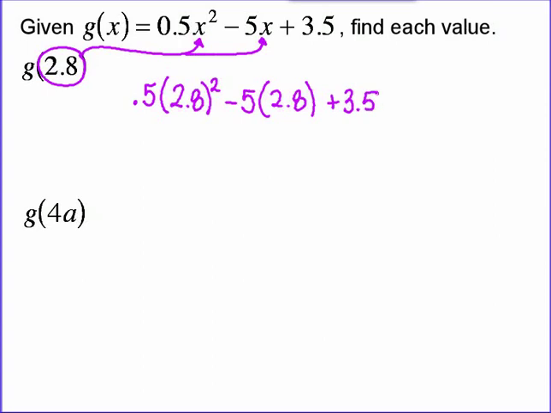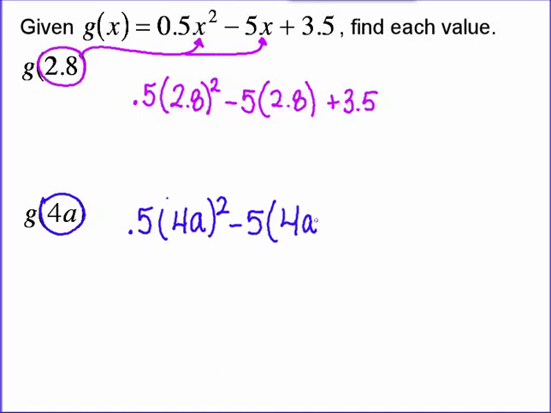Now, we're not going to go through and do that. You can do that on your own. But we're going to look at the next one, 4a. So I'm going to plug that in. So I've got 0.5 times 4a quantity squared minus 5 times 4a plus 3.5. Now, you would be required to simplify that down. But that's what you need to do. You just plug it in for x and you should be good to go.